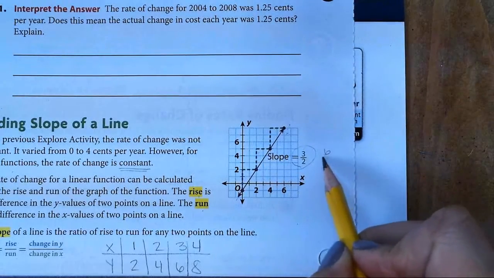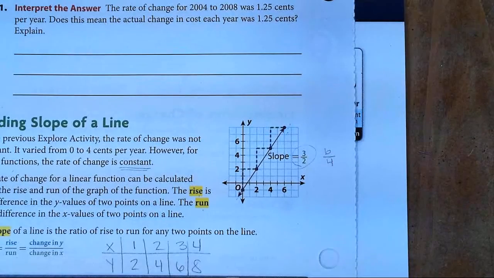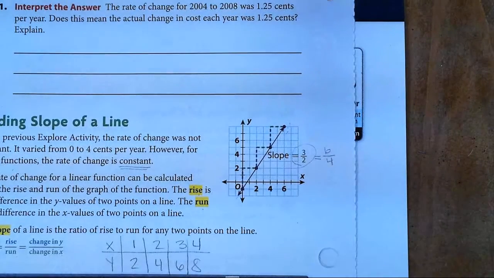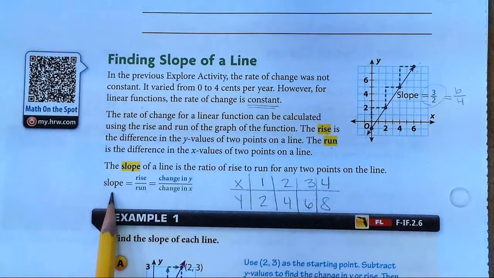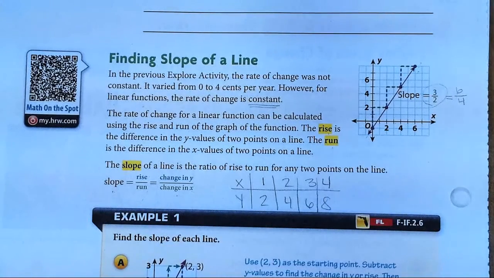Okay, if you have 6 over 4, if you simplify that fraction, you still end up with 3 over 2. So it does not matter which 2 points you use, you'll still end up with the exact same slope. Okay? So we have here your slope equals rise over run, which is the exact same thing as the change in y over the change in x.